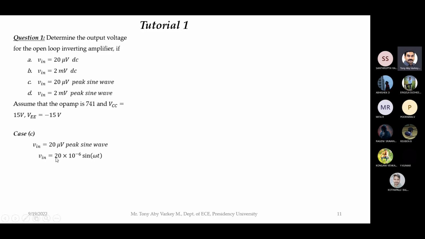Is this part clear? Yes, sir. Okay. So again, output is minus A into Vin. A is 2 into 10 power 5, Vin is 20 into 10 power minus 6 sine omega t. So this will become what? Minus 4 sine omega t. Is that correct? Understood? Yes, sir. Okay.